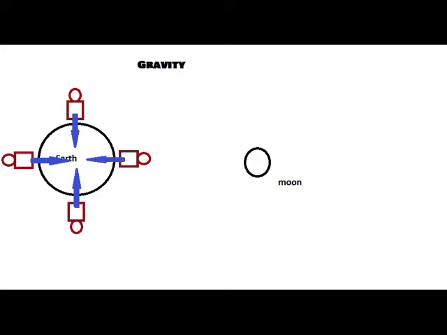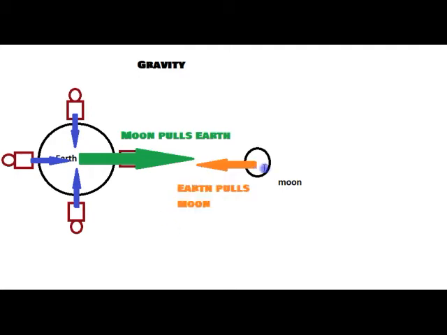Now, gravity also exists, for example, between the Earth and the Moon. The Moon pulls on the Earth: the Moon's gravity pulls the Earth towards the Moon. And the Earth pulls on the Moon: the Earth's gravity pulls the Moon towards itself. So, gravity exists between all objects.